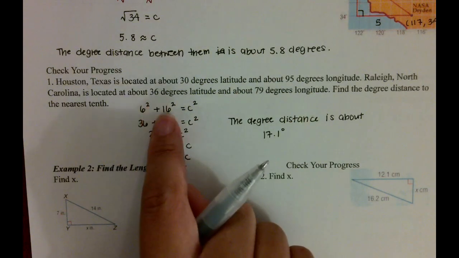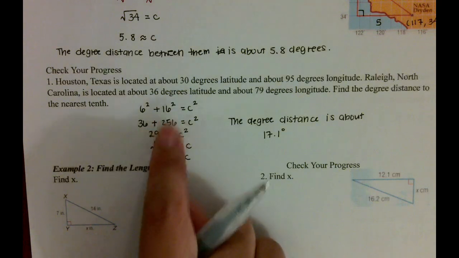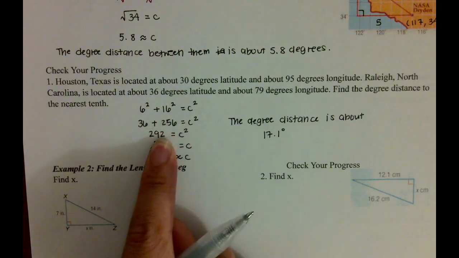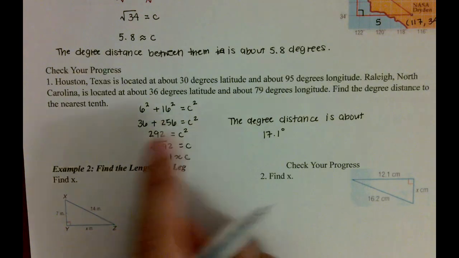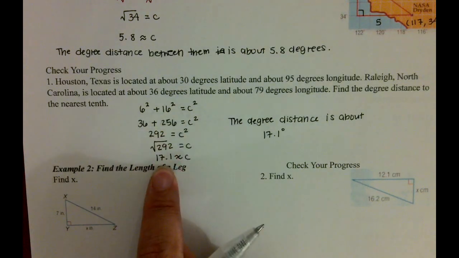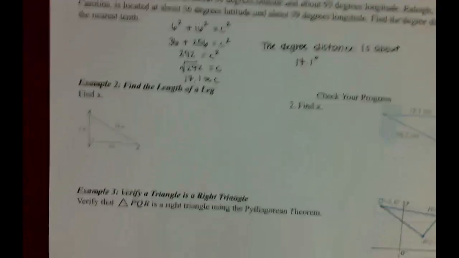So 6 squared plus 16 squared equals c squared. 6 squared is 36, 16 squared is 256. Add them together, you get 292. We get rid of the square by square rooting both sides, and the square root of 292 is approximately 17.1, and that gives you your distance. Okay, moving on to example 2.